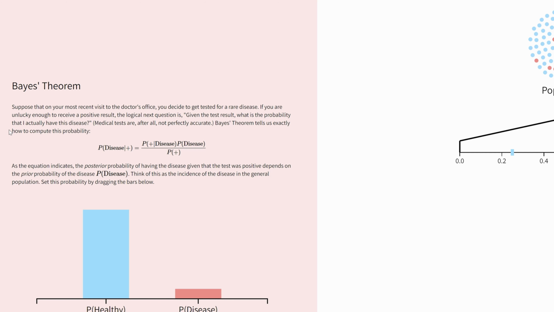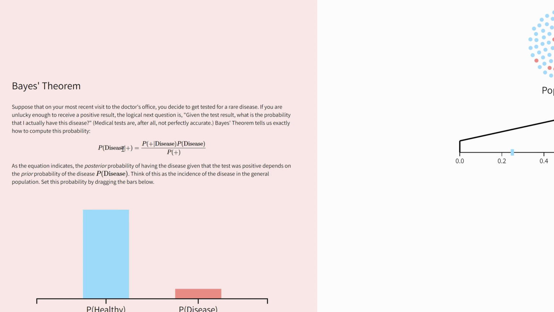Suppose that on your most recent visit to the doctor's office, as you do, you decide to get tested for a rare disease. If you are unlucky enough to receive a positive result, the logical next question is, given the test result, what is the probability that I actually have this disease? I mean, that's a very valid point, because tests are, after all, not perfect, and this disease is very rare. So those two have to be taken into consideration, right?